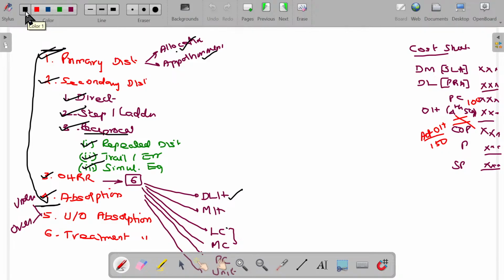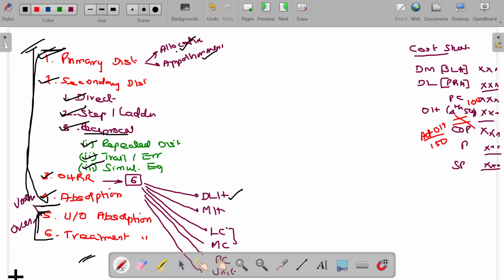In the last class, I narrated that around 6 steps are involved in absorption costing. Out of that, we have completed 4 steps. In this class, I will finish off the last 2 steps under our absorption.